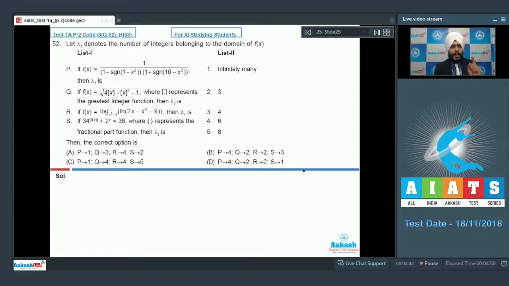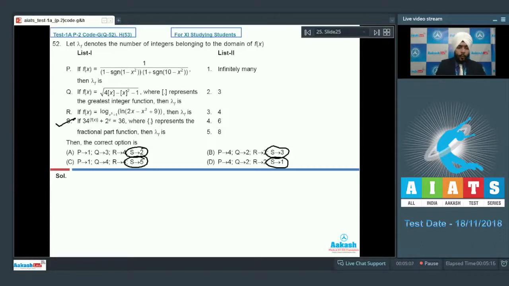Question number 52. Let lambda f denotes the number of integers belonging to the domain of fx. 4 functions are given. Let us go through the options first of all. P1 or 4, Q2 or 3 or 4, R2 or 4. For S, I have all the 4 different given options. 2, 5, 3 and 1. So all I need to do is I have to solve only S part.